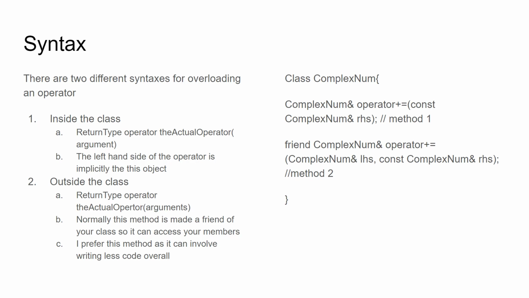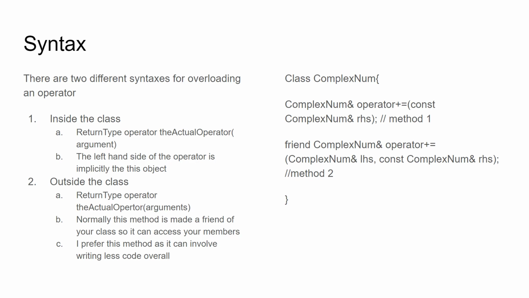So there are two different syntaxes for how you can define an overloaded operator, and I've actually showed you one for defining the outstream operator for printing out a vector. The first one is inside the class, and inside the class you would say the return type, operator. Operator is a keyword, so you'd say operator, and then over here you have the actual operator: plus, minus, times, divide, plus equals, minus equals, etc.